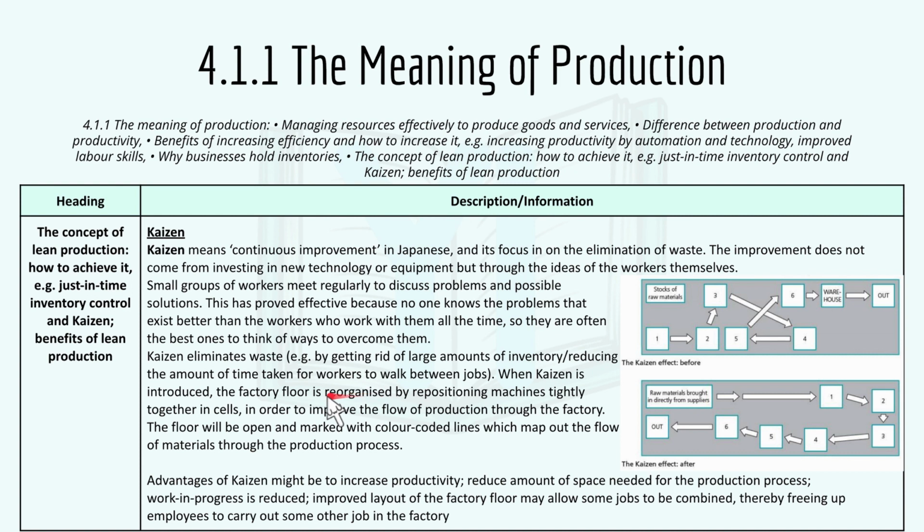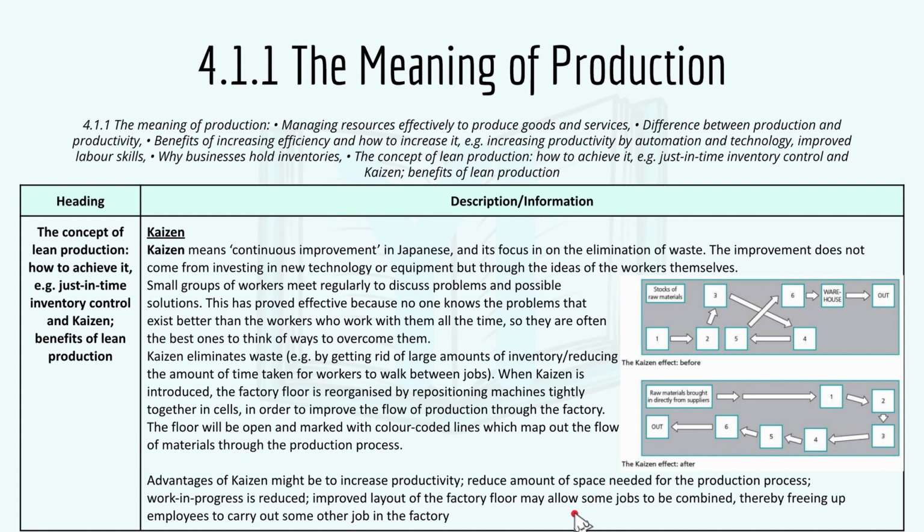When Kaizen is introduced, the factory floor is reorganized and machines are repositioned tightly together in cells in order to improve the flow of production through the factory, and the floor will be open and marked with color-coded lines which map out the flow of materials throughout the production process. And here's a diagram to show the Kaizen effect before and after, how messy it is and how neat it is.